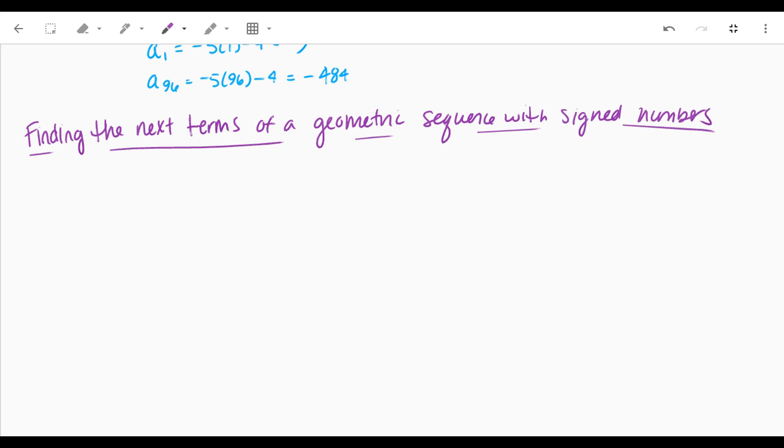So they have 4, negative 8, 16, and they want us to find the next two terms. So just figure out what your multiplier is. We're multiplying by negative 2. So our next term would be 16 times negative 2, which would be negative 32. And then multiply that by negative 2 and we get positive 64. That's all you got to do. Oh, and I think it said next 3. So the next one would be negative 128.